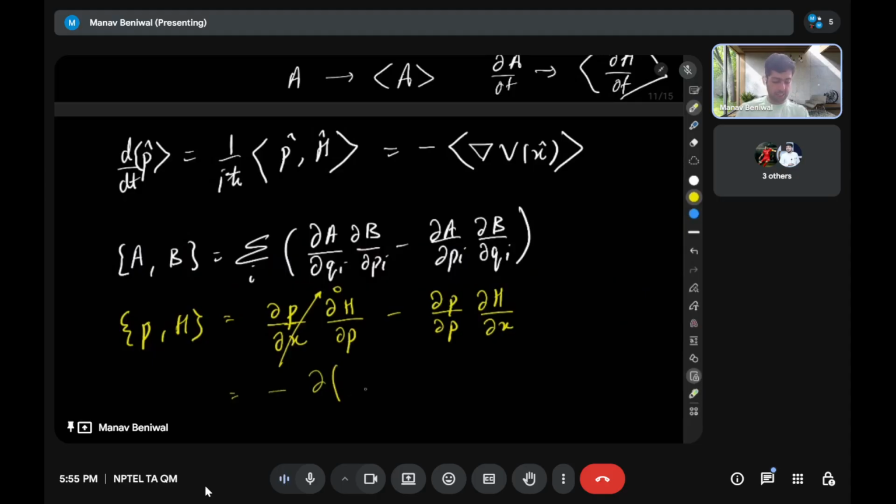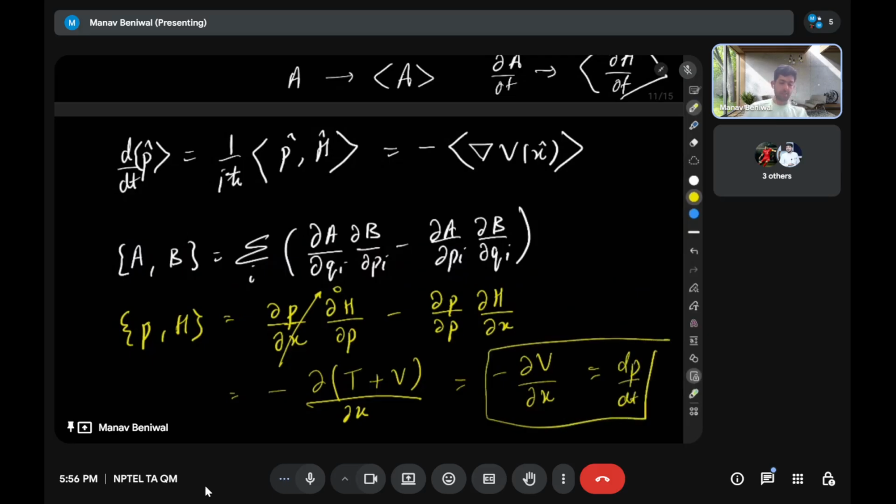So let's write H as T plus V of x, and again only this V is a function of x. There is no x function in the kinetic energy, which goes as p squared. So what we will be left with is minus del V by del x. Okay, and this is nothing but dp by dt, which is force, right? This is Newton's second law, right?